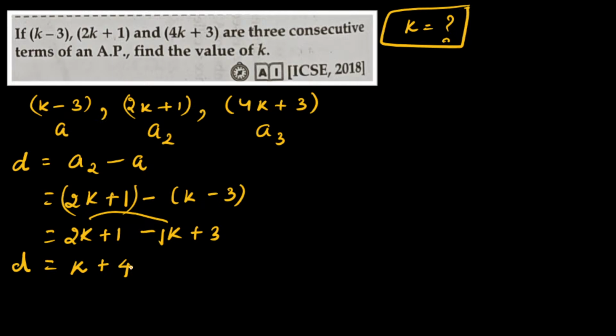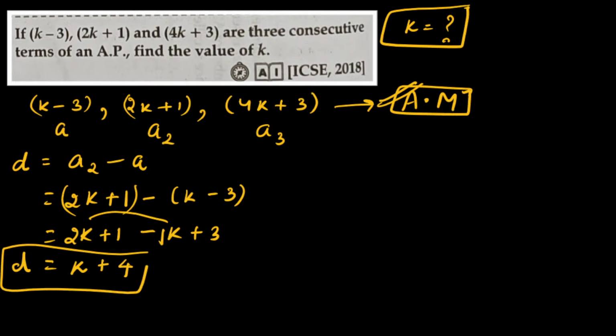Can we use the formula of arithmetic mean? Yes, you can use the formula. Very good question. In an AP, the middle term is the arithmetic mean. So that formula also you can use, and you can do it this way also. Both ways are correct. So from here, one common difference I got here, k plus 4.